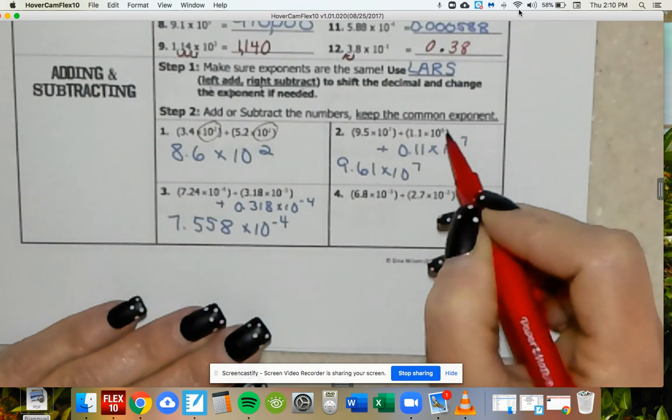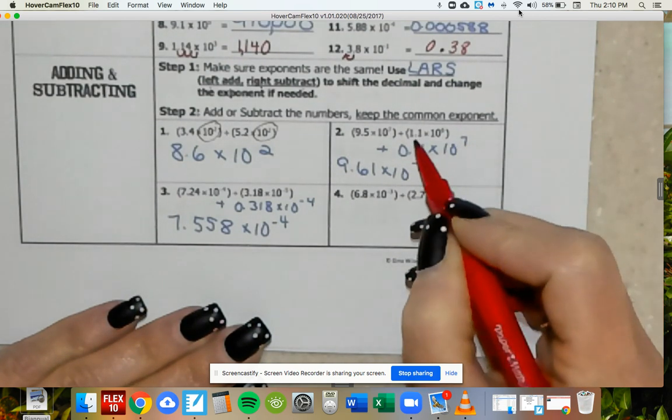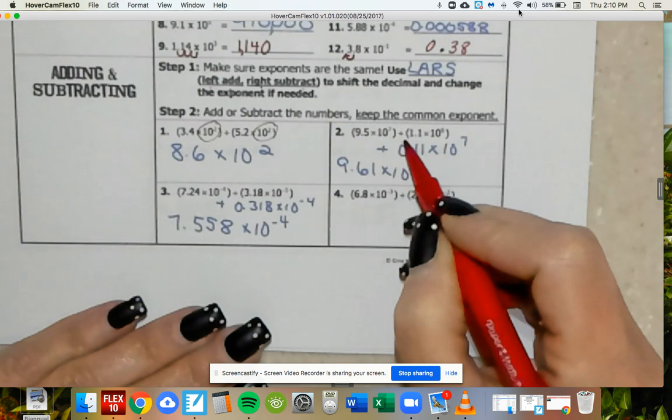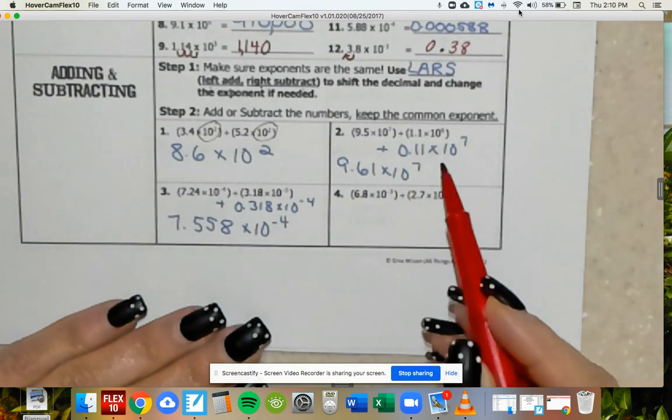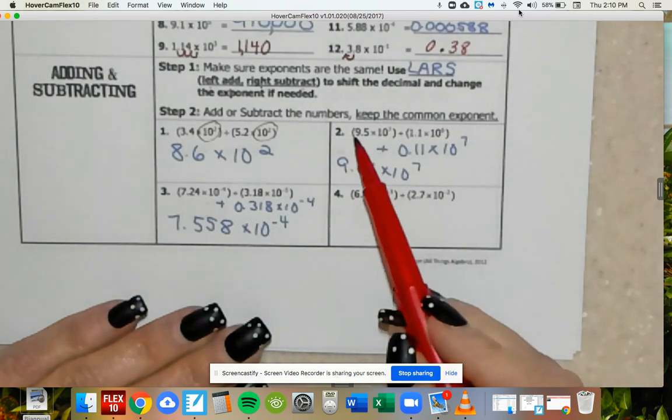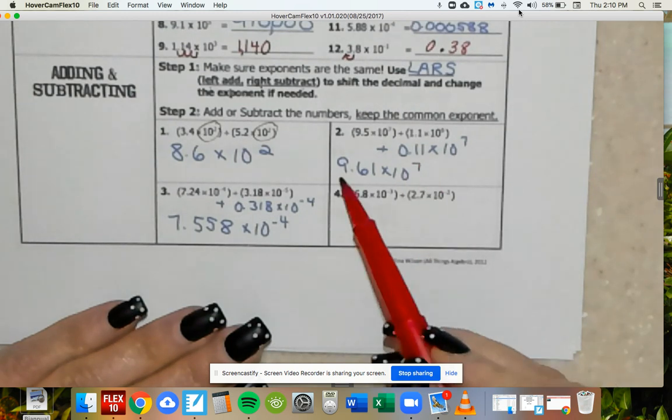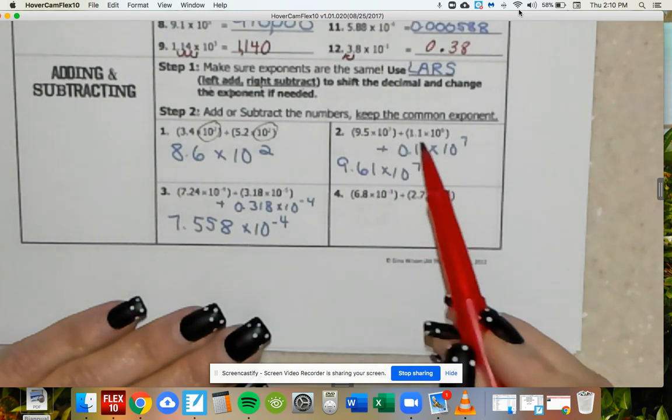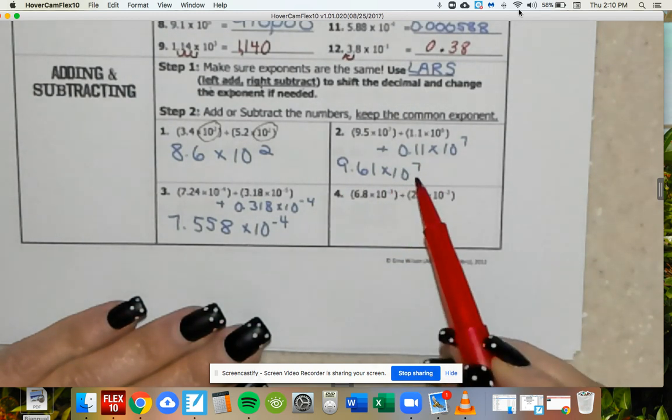So we are adding 1 to the exponent, which means you take your decimal and it needs to move to the left. Okay, so then we did our math, and 9.5 plus 0.11 was 9.61, times 10 to the 7th.